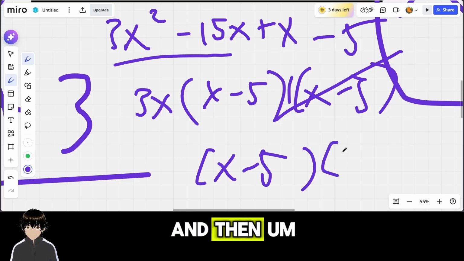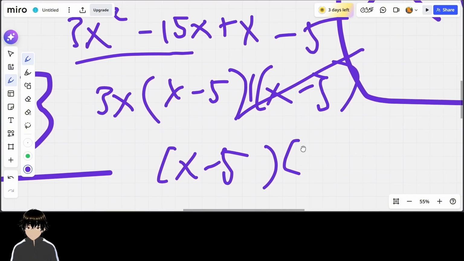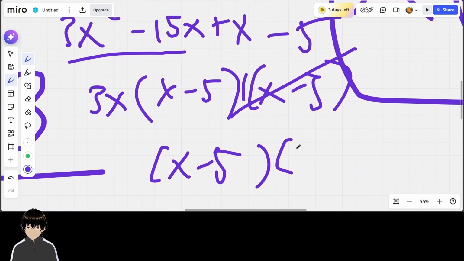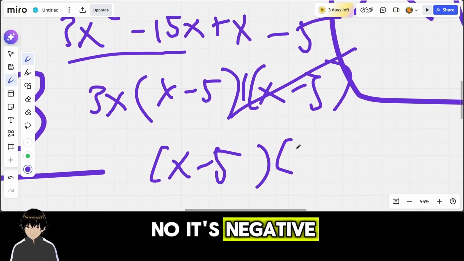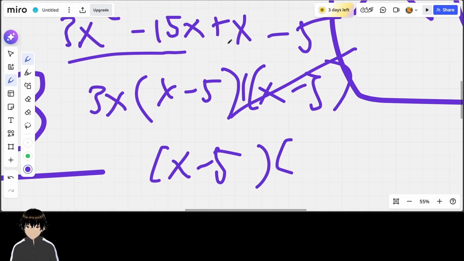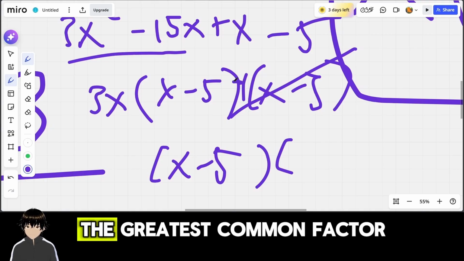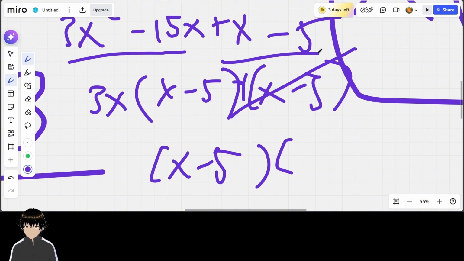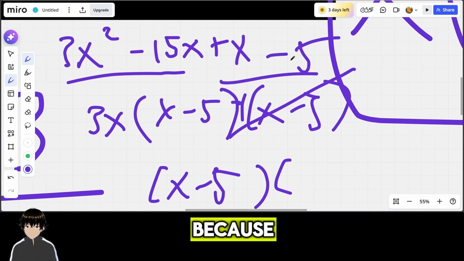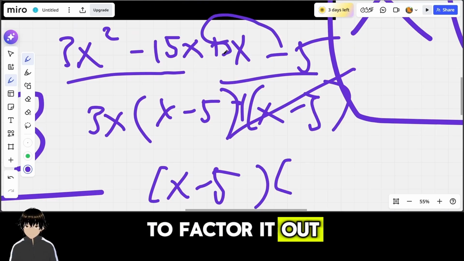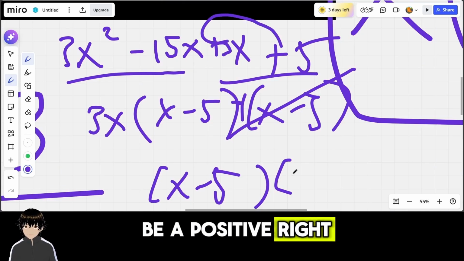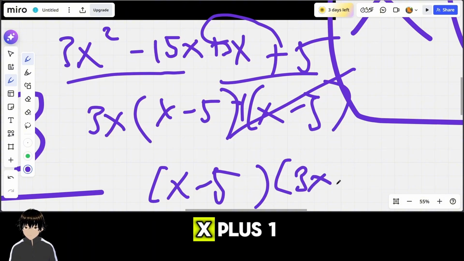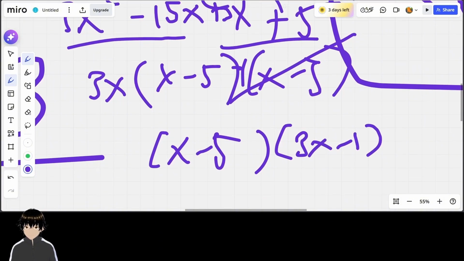And then, is it positive? No, it's negative. The 1 here is negative. The greatest common factor of these two is negative 1, because to factor it out, this is going to be a positive, right? So I have 3x minus 1, I believe.